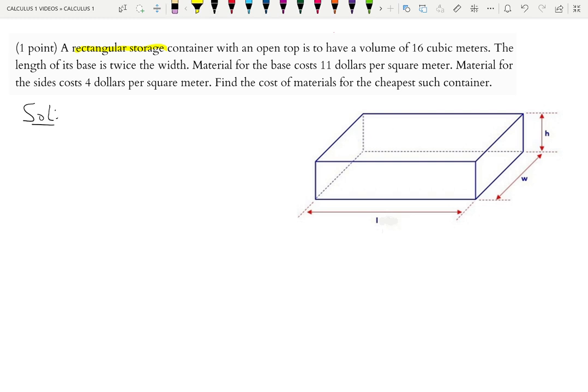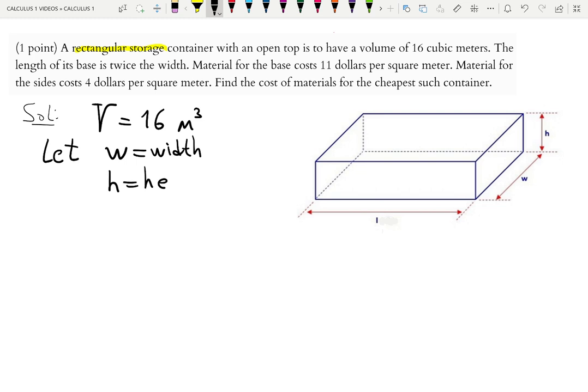That's fine. Then the volume, let's write down right away what we have, is 16 meters cube. Okay, we got that. The length of its base is twice the width. I don't have variables for it, so let's figure out some kind of variables. Let me write down. Let W be width. That's a classic way to do it, but to be honest, you can do X and Y if you want. H to be the height, and then L to be the length.